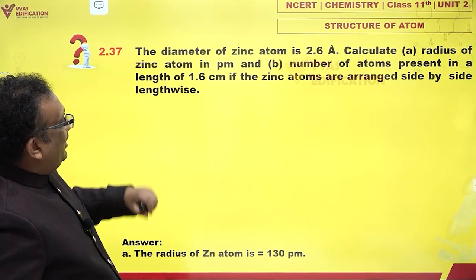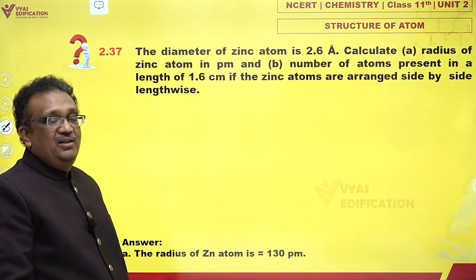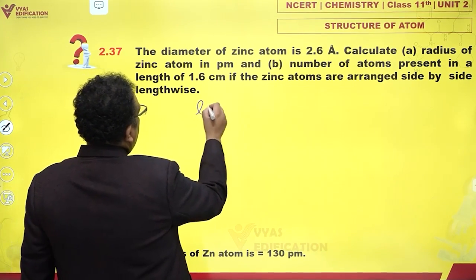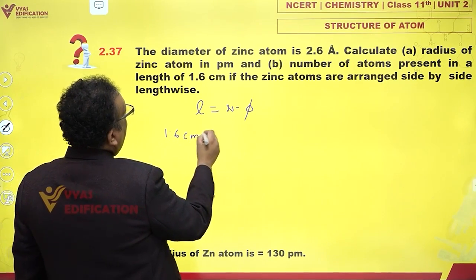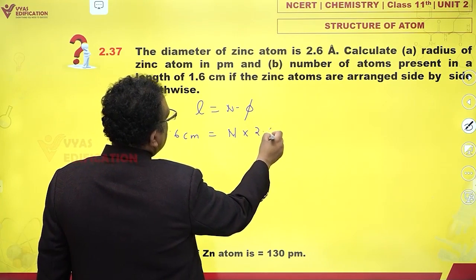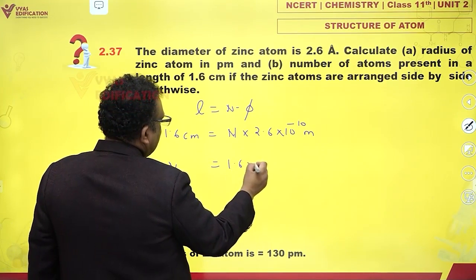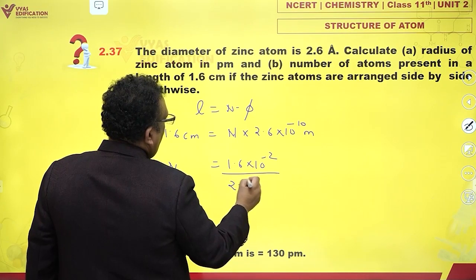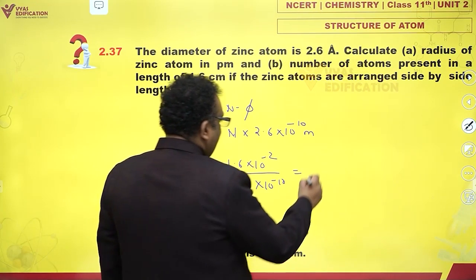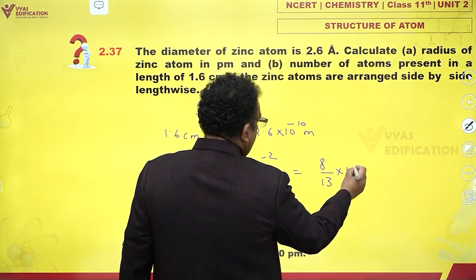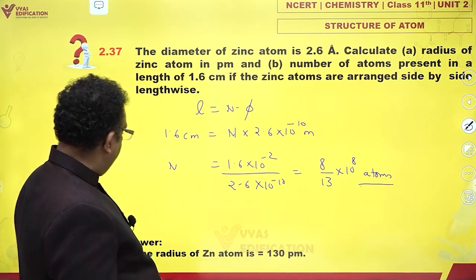Second part. The number of atoms present in a length of 1.6 centimeter if zinc atoms are arranged side by side lengthwise. Same drama repeats itself. Length is n times diameter. What is the length? 1.6 centimeter. N I'm supposed to find. The diameter is 2.6 angstrom units. So N is 1.6 into 10 raised to minus 2 divided by 2.6 into 10 raised to minus 10. How lovely that would be. 16 by 26 makes it 8 by 13 into 10 raised to 8 atoms side by side.